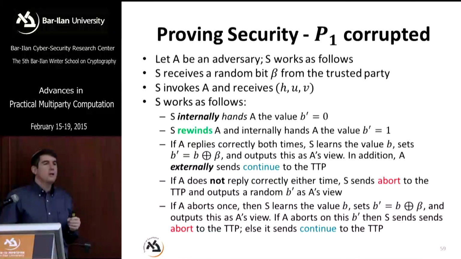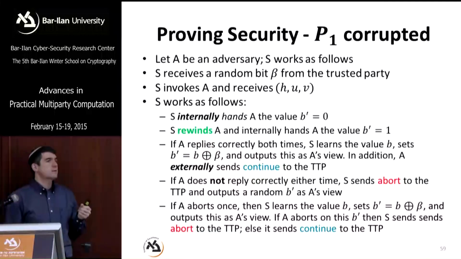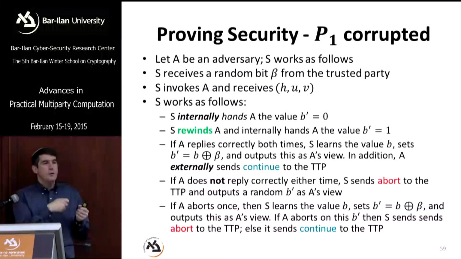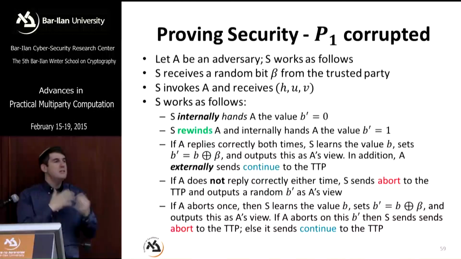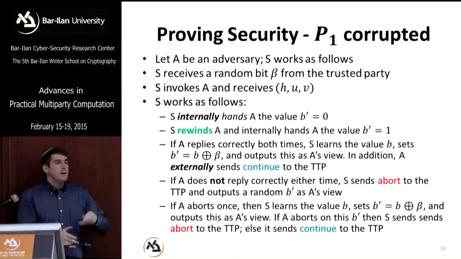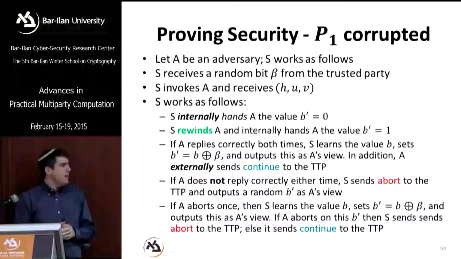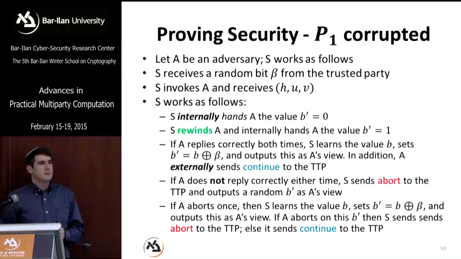But if A aborts once and completes once, then once again the simulator learned the output. It can set B prime to be B XOR beta, but now it'll complete the execution depending on which case it is, whether A completed it or not. And this is the continue and the halt that we talked about. So if the B prime, which results in beta, is the case where A continued, then the simulator will send continue to the trusted party, in which case the honest party in the ideal world will receive output. And otherwise it will send halt, in which case the honest party will not.